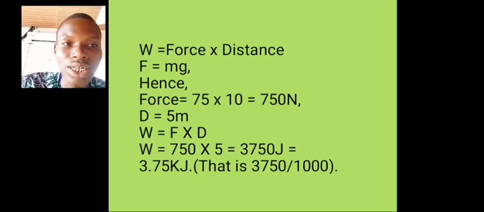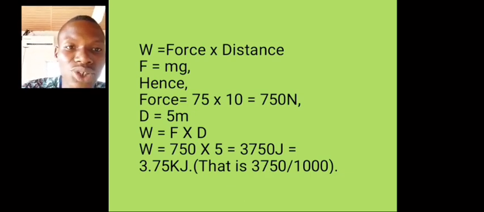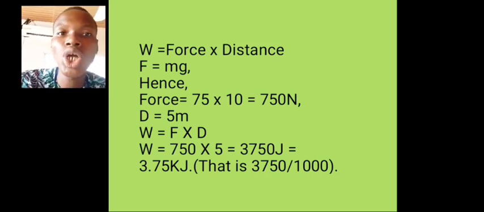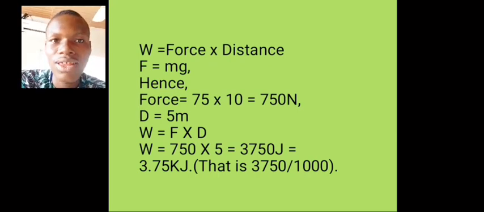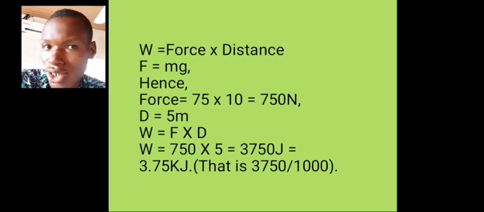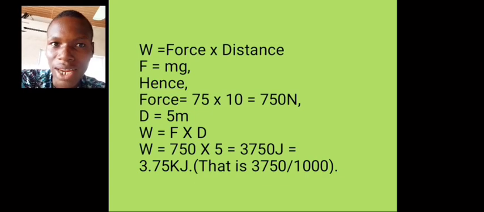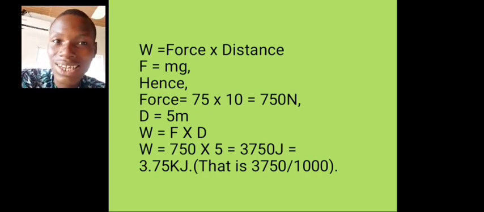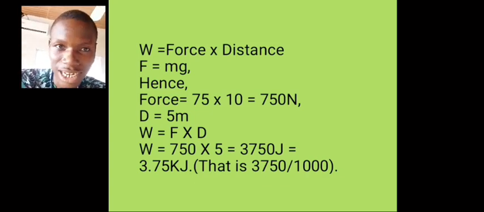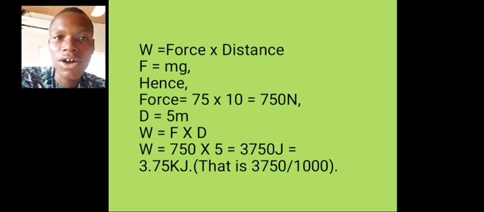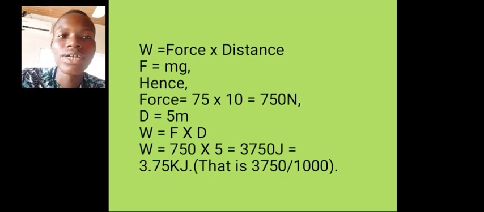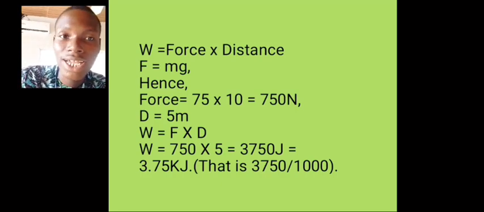So everything is going to give me 3,750 joules. Now, the word kilo means 1,000. So to convert joules to kilojoules, I have to divide my joules by 1,000. Whenever you see the word kilo, the first thing that should come to your mind is 1,000. So 1,000 meters make a kilometer. 1,000 liters make a kiloliter, which is also the same thing as a meter cube. 1,000 gram makes a kilogram. So 1,000 joules make a kilojoule.